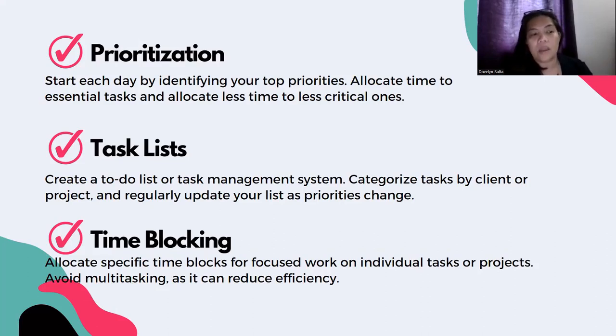Next is time blocking. Allocate specific time blocks for focused work on individual tasks or projects. Avoid multitasking as it can reduce efficiency. We're planning to create a full course on time management, and time blocking is one very good technique that I personally use. What I do is I block my time. This is really dedicated to just one task. You're not checking any emails, you're not checking your messages, just really doing one task at a time, and you're blocking that specific time for that specific task.